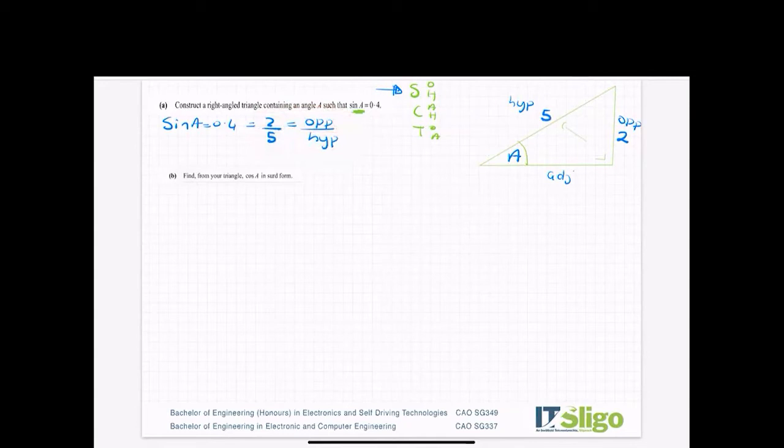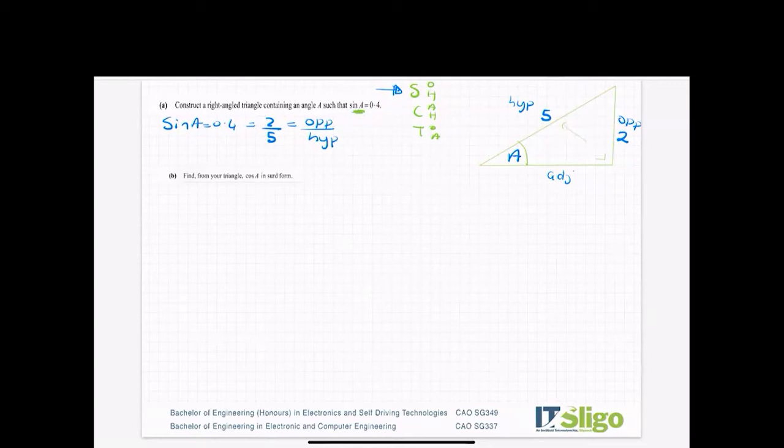You've constructed a right-angled triangle containing an angle A such that sine A is equal to 0.4. So if I get sine of A, which is opposite over hypotenuse, it's 2 over 5, okay, which as a decimal is 0.4. So that's that part done.